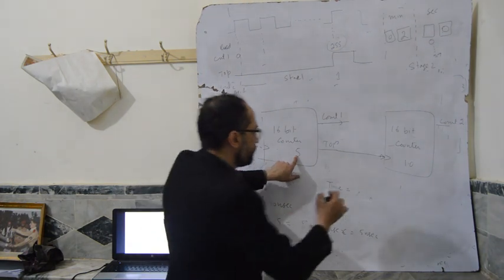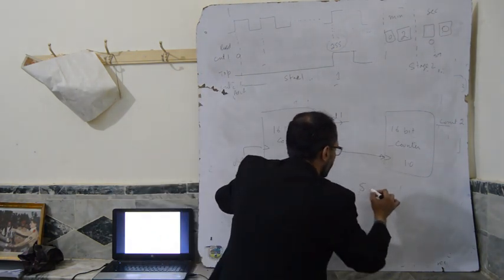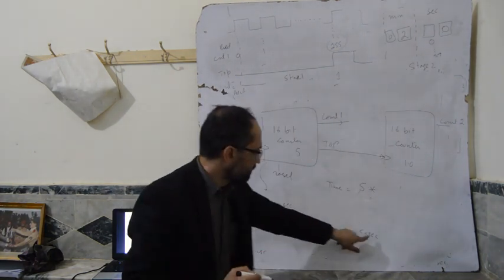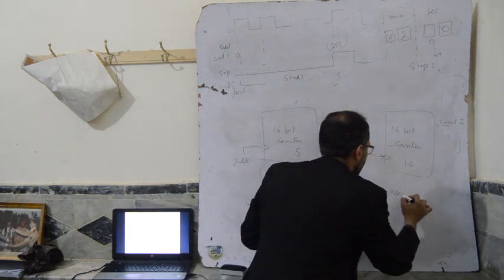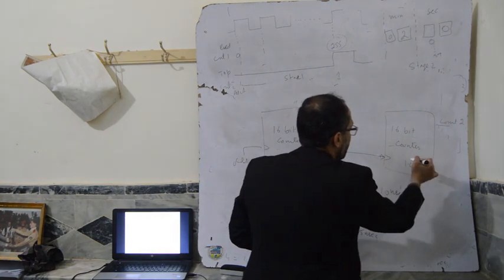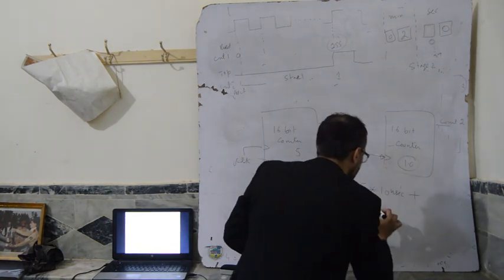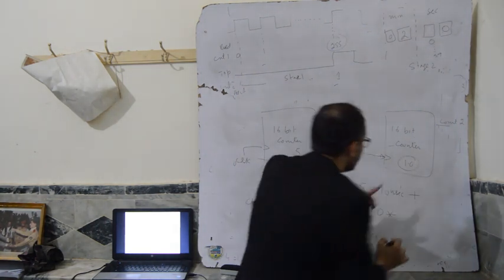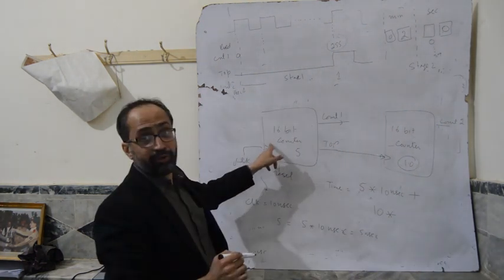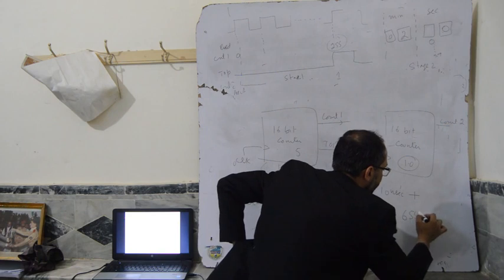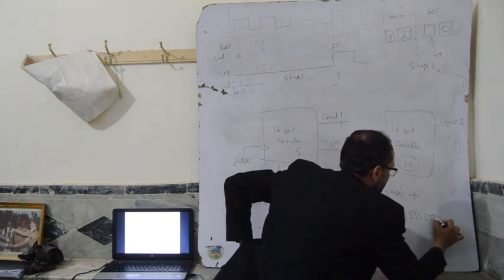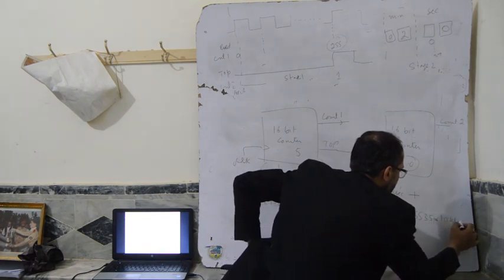The count is 5. The granularity is 10 nanosecond. Plus, what is the count for this counter? Let's assume 10. And what is the granularity? The granularity is when it reaches the maximum value. It will reach the maximum value when it reaches the count of 65535 multiplied by 10 nanosecond.